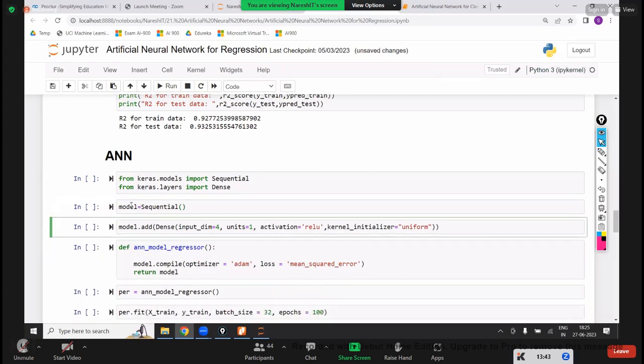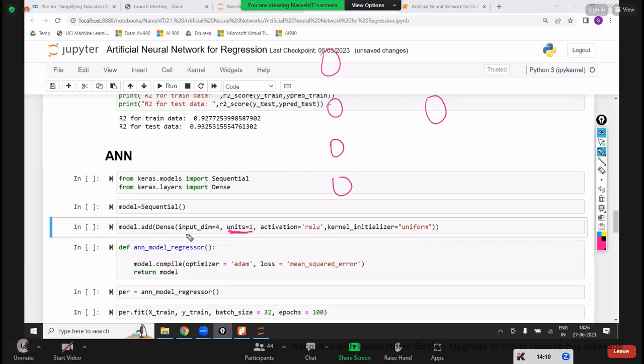Model dot add. Add means I'm going to add. What I'm going to add? Input dimensions is equal to 4. Input dimensions is equal to 4 means input layer is equal to 4. So initially it is going to take 4 values like this. Once it is completed, now I'm going to add units is equal to 1, means I'm going to take immediately 1. So 4 and 1.